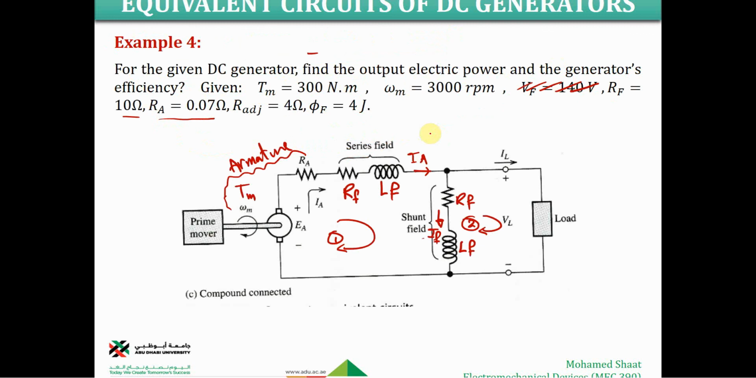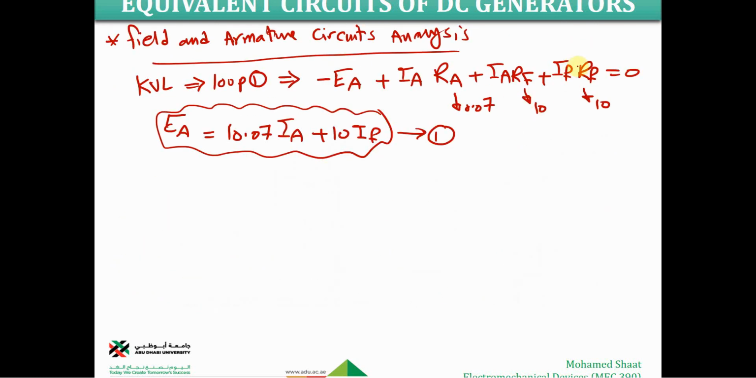If I decided, for example, to add R adjustable, I can add it over this branch. Let us add here R adjustable over this branch. If it is there, it means that this term will be RF plus R adjustable. If there is an adjustable resistance of 4, this is gonna give us 14 at the end for this term. Anyway, whether there is R adjustable or not, this is gonna be the first equation, the Kirchhoff voltage law for loop 2.